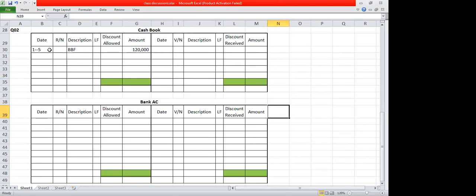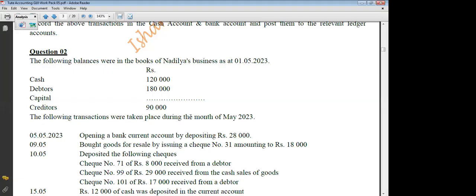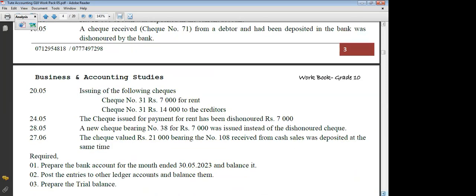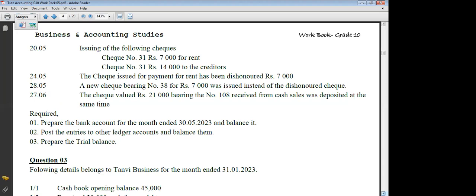Right, children, here cash book opening balance 120,000, and then debtor account opening balance we have recorded, capital account recorded, creditors account balance recorded. Then you can continue the question. Now you can pass double entries for this question. Complete the question at home. Try to pass all the double entries and prepare the trial balance.